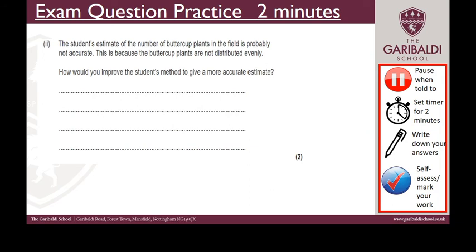So exam practice, second one, for 2 minutes now, because 2 minutes, 2 points. So I would like you to press pause, set your timer for 2 minutes, and then start the task, please. So pause now.